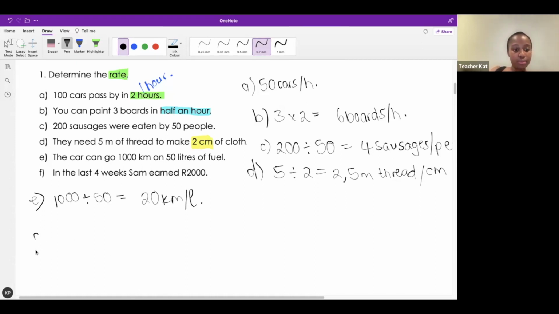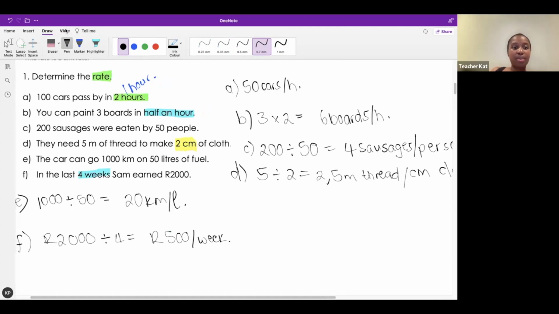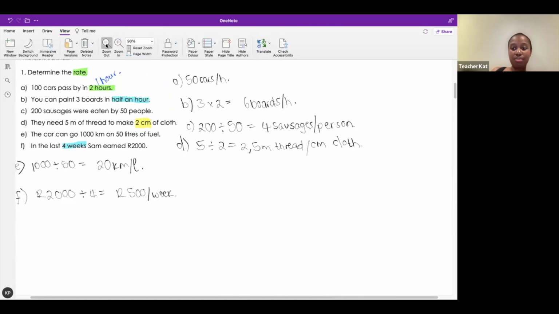And the last one. In the last 4 weeks, Sam earned 2,000 Rand. Now, I want to know how much Sam earns per week. Nice, Caleb. Okay, so we're going to say 2,000 Rand divided by 4, which means he earns how much per week? 500 Rand per week. Okay, so it seems like you guys have a hang of this rate stuff.